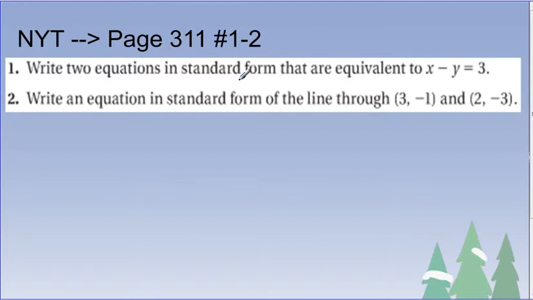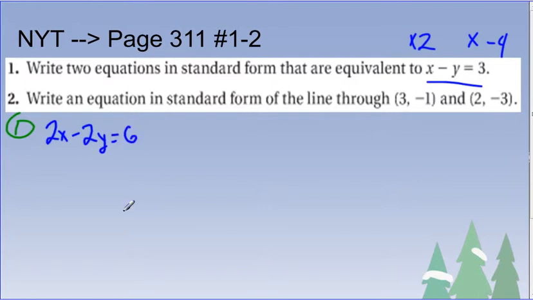Okay, number 1. We want to write two equations that are equivalent to this. So I'm going to take everything here and multiply it by 2, and then I'm going to multiply it by -4, just because. Multiplying by 2 gives us 2x minus 2y equals 6. There's 1x here, multiplied by 2. There's 1y there, multiplied by 2.